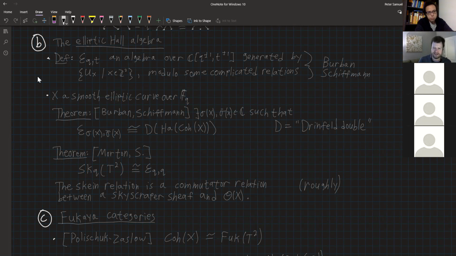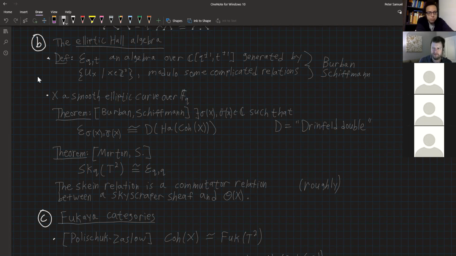And what they did is the same thing, except now there are two parameters, Q and T. If you specialize those two parameters to something, then you get the Hall algebra for the elliptic curve with those parameter values. So it's like a universal Hall algebra for elliptic curves.